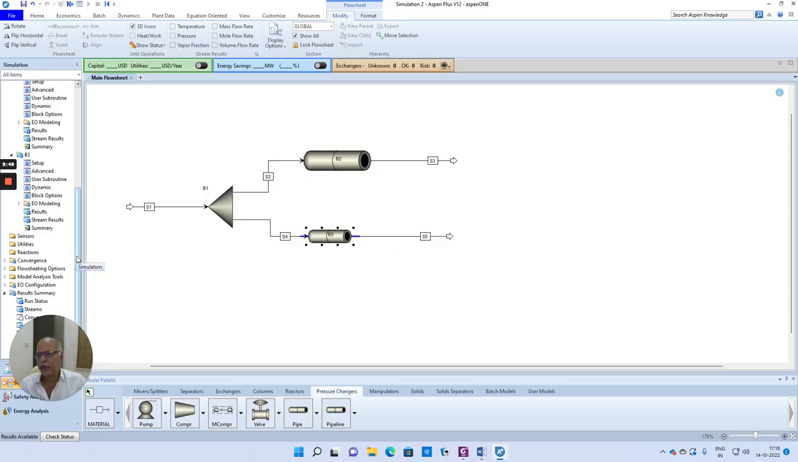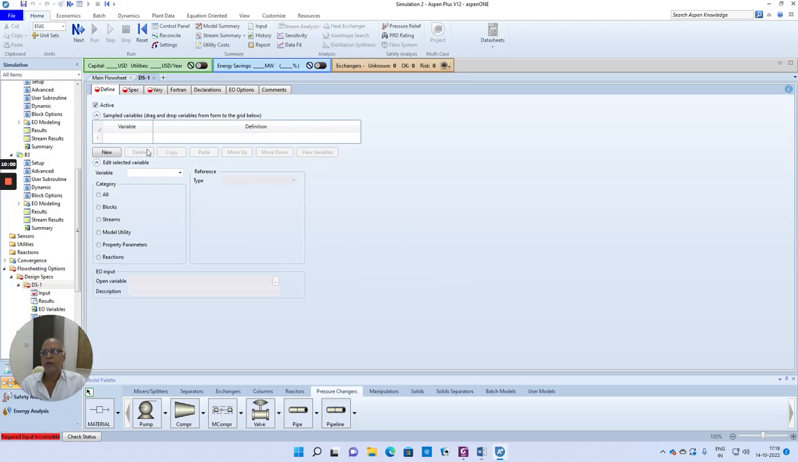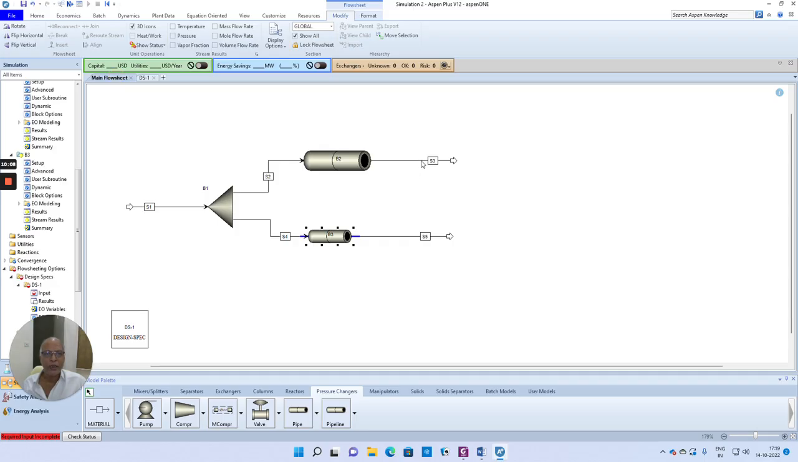So let us look at some kind of a tool which we have already seen, flow sheeting options, say new. What is the objective for us? Let us say, I would like to maintain the same pressure in S3 as well as S5. This is something similar to maintaining the same pressure drop in these two pipelines because the input pressure is same.